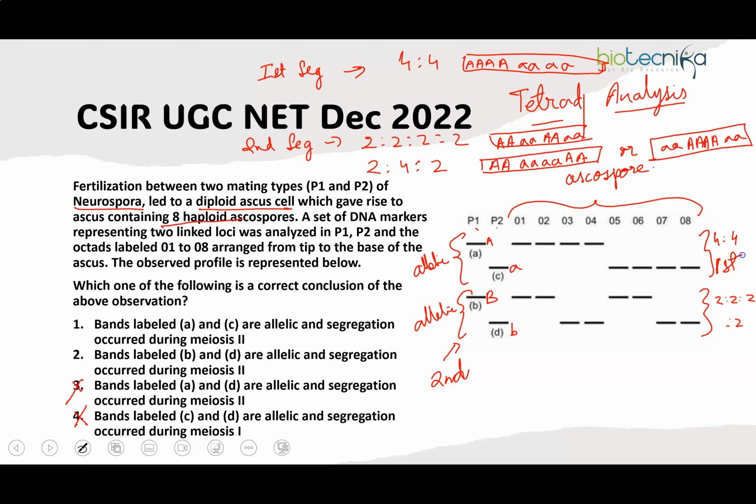So what will be the answer? Bands B and D are allelic and segregation is during meiosis 2, so the answer will be option 2. Option 1 is wrong, because for A and C, segregation is happening during meiosis 1 and not 2. Similar band pattern is given, but the concept that you have to apply is different.